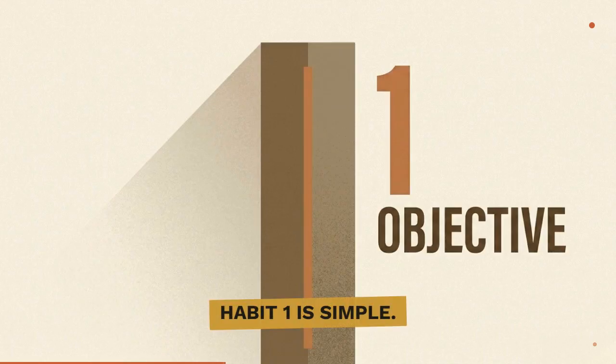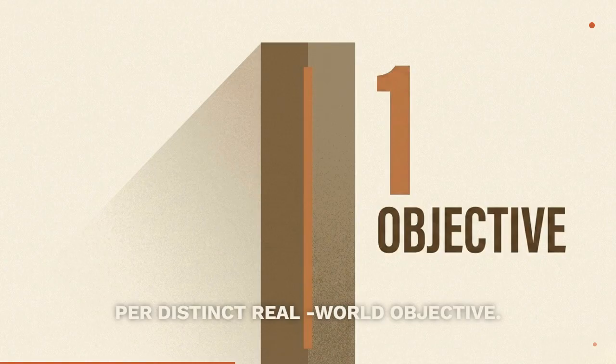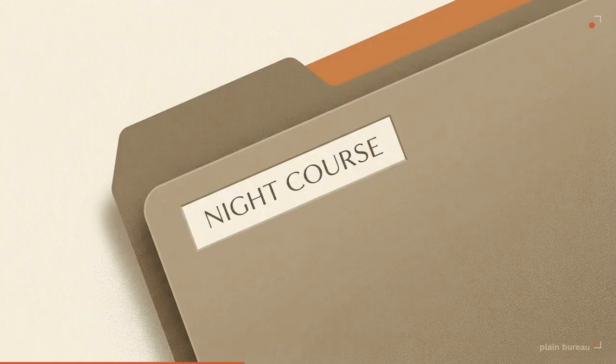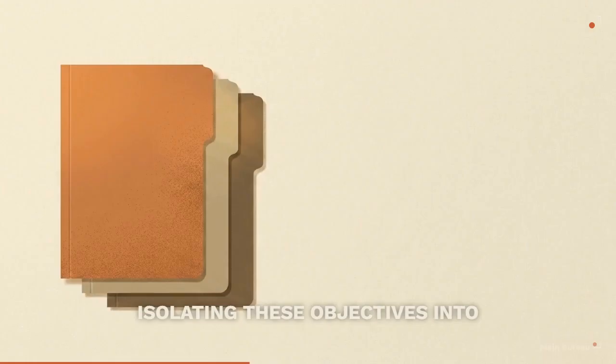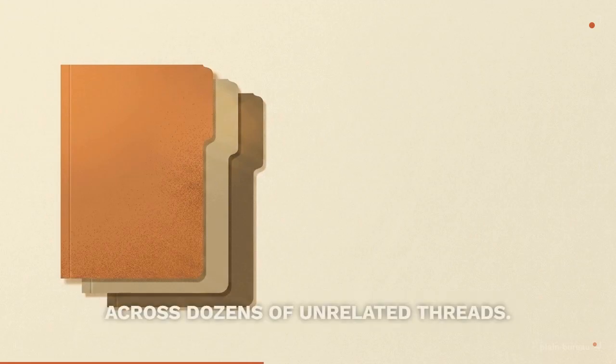Habit 1 is simple. Allocate exactly 1 dedicated project per distinct real-world objective. The client gets a project. The course gets a project. The product launch gets a project. Isolating these objectives into distinct hubs stops your context from scattering across dozens of unrelated threads.